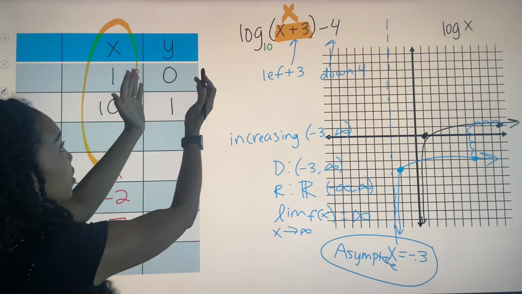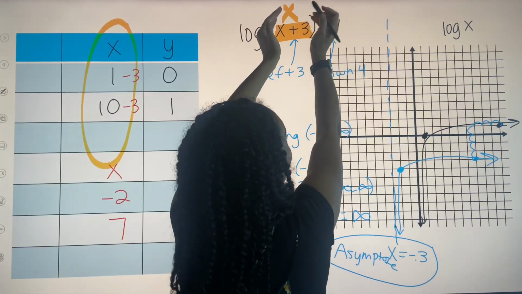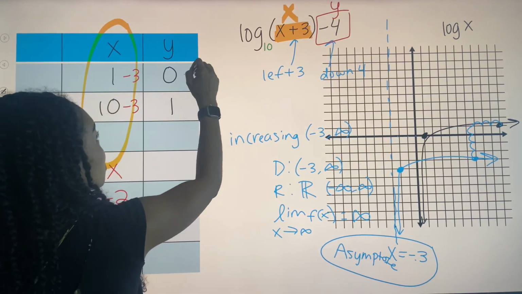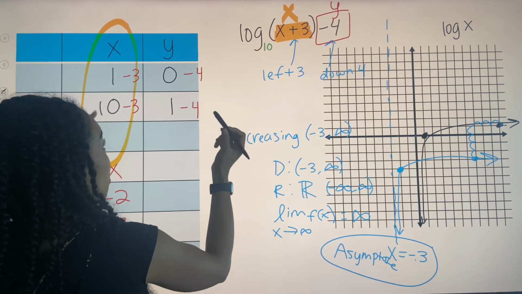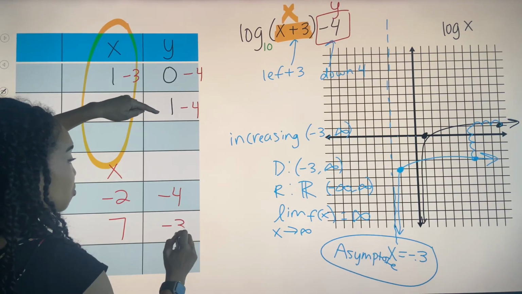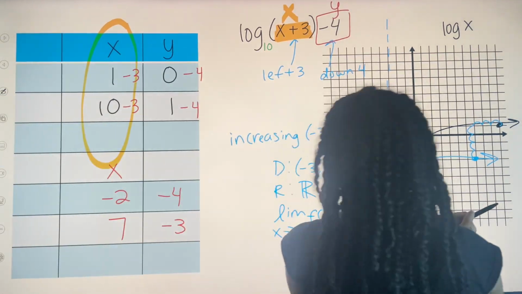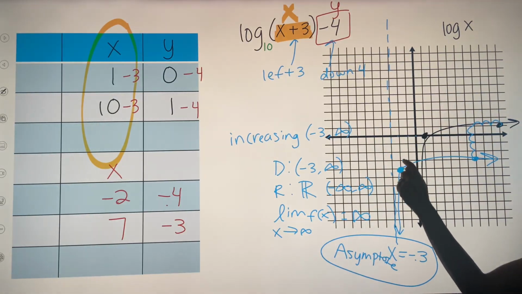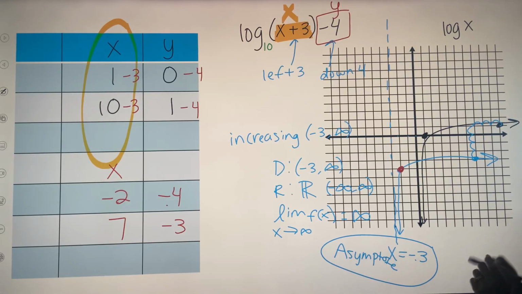Okay? Over here, what is outside of the parentheses will affect the y values. So here we subtracted 4. So 0 minus 4, that's -4. 1 minus 4, that's -3. So if you look here, that's where my new points are. -2, -4, that's right here. 7, -3, that's right here.